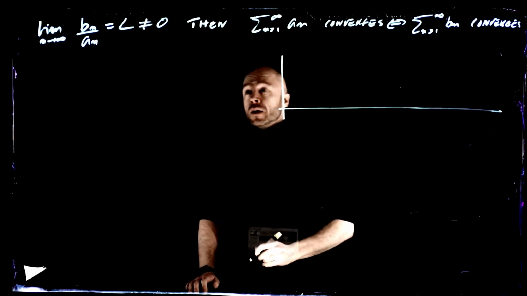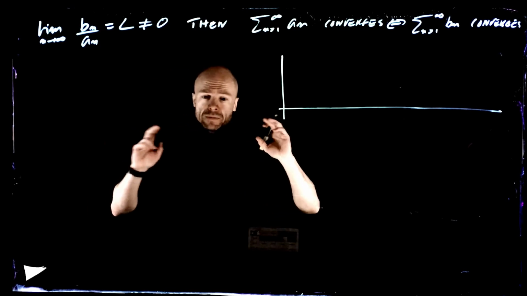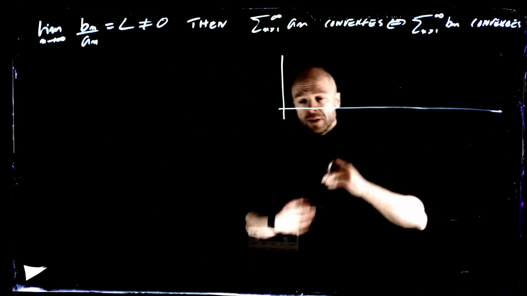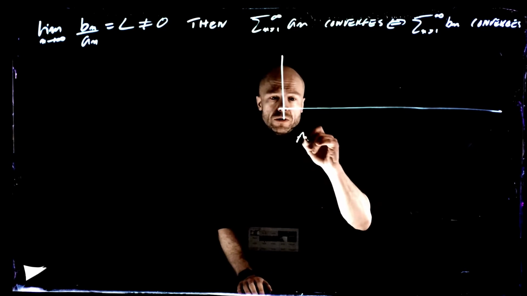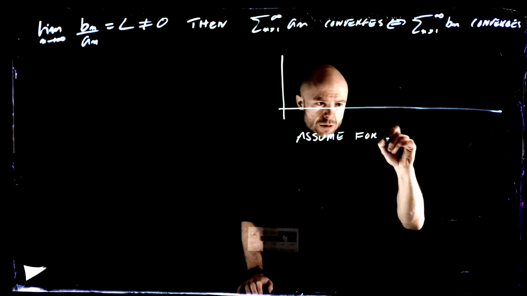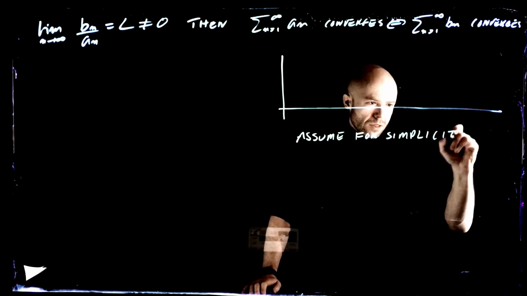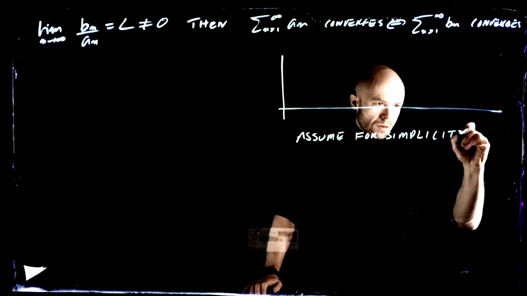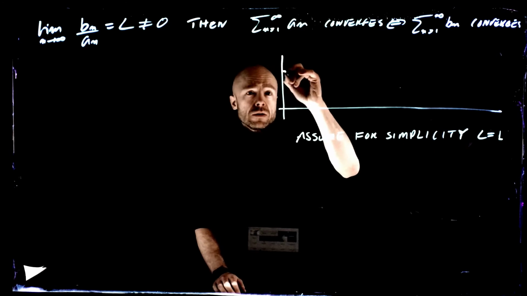We're going to make our life simpler. We're going to consider a special case that has all the important information. It just makes our pictures easier. So assume, for simplicity, that L is equal to 1. So let's start drawing our information.